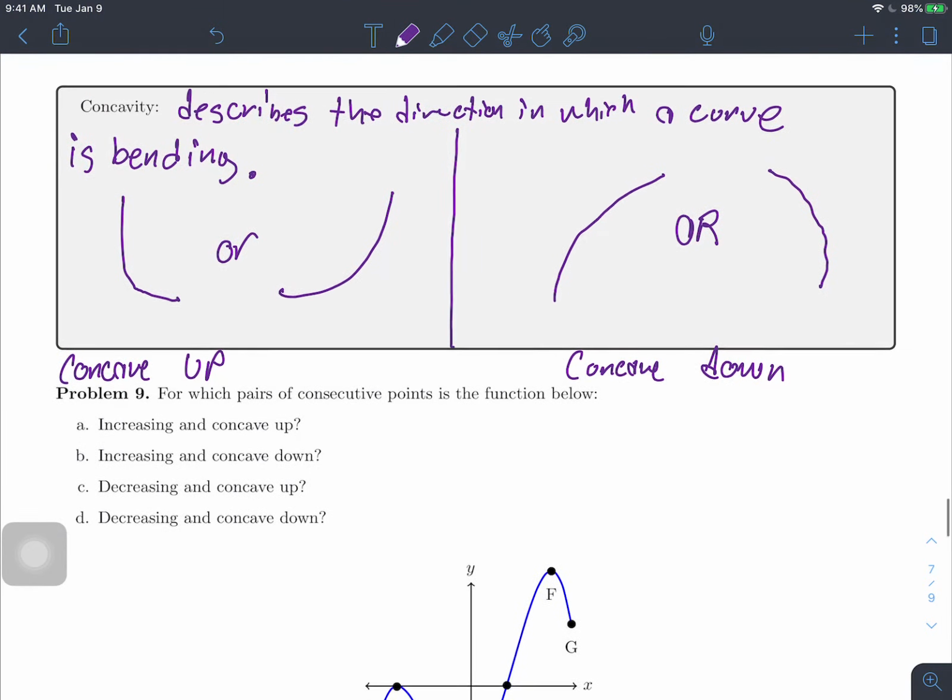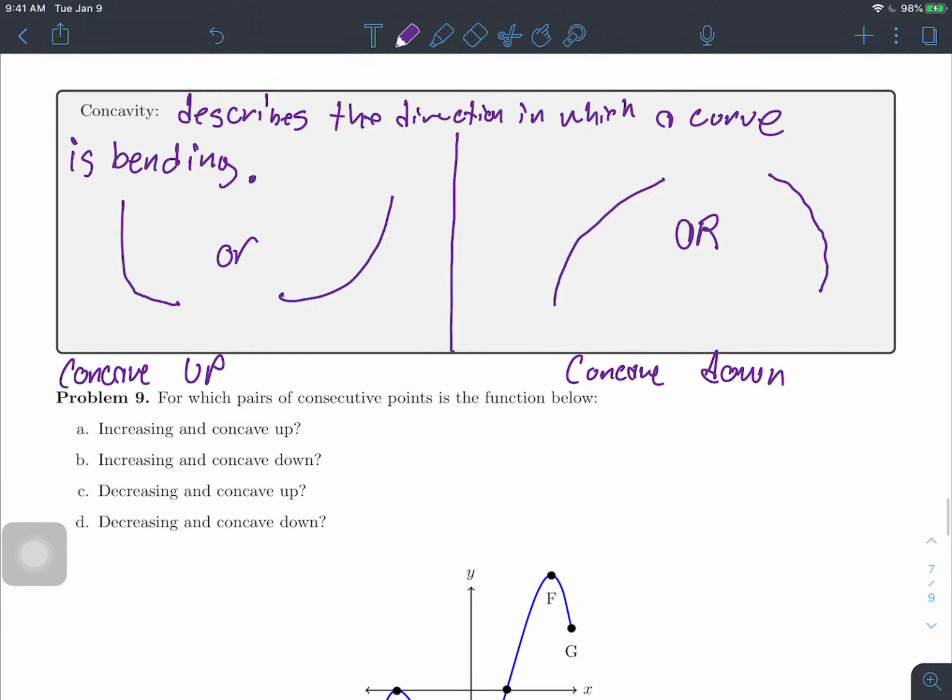The way that I have described concavity is if we are bending upwards, that is what it means to be concave up. A straight line is not bending upwards and not bending downwards. So that's why I describe a straight line as having no concavity. Okay.